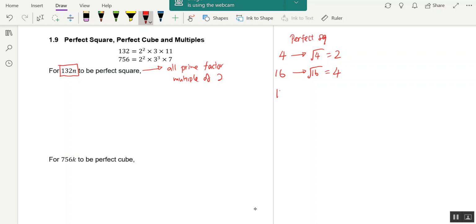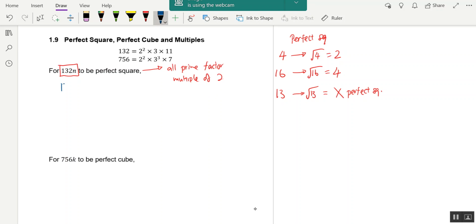When you square root 13, you get an irrational number. So this is not a perfect square. So in order to be a perfect square, all your prime factors must have powers that are multiples of 2. Because in the previous video we said that when you square root something, the power will divide by 2.